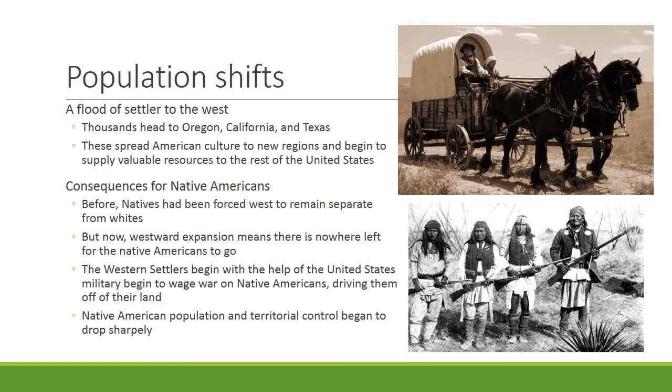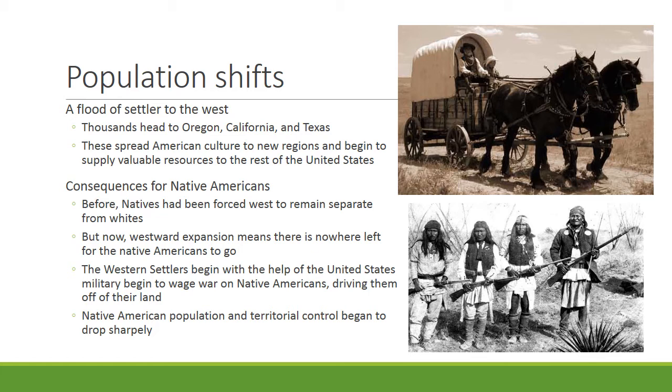So one major thing that's happening besides just expanding the territory is the shift of the American population into all of this new western territory. Lots of settlers, many of them using covered wagons like the one you see here, head west from the settled parts of the United States into new territories in Texas, California, and Oregon. These guys help to spread American culture to new regions and begin to supply valuable resources to the rest of the United States. But this shift has huge consequences for Native Americans living out west.